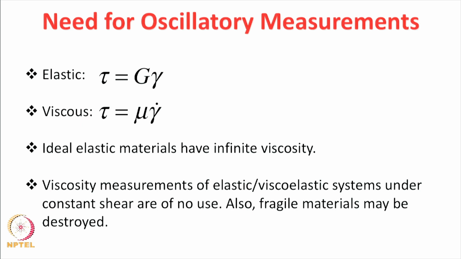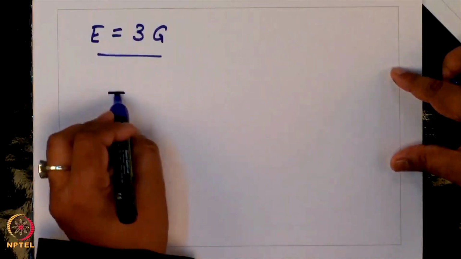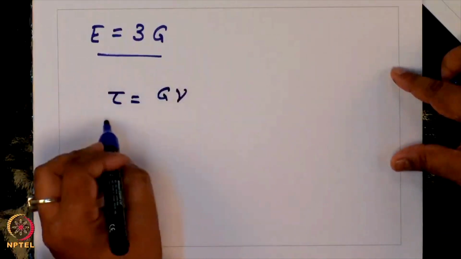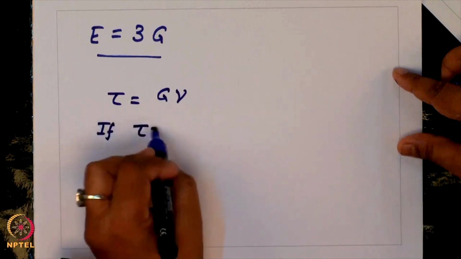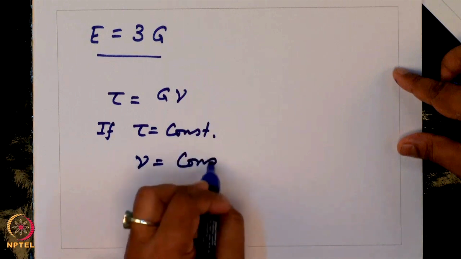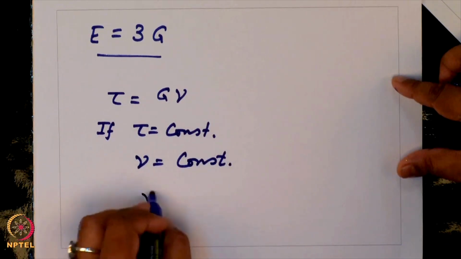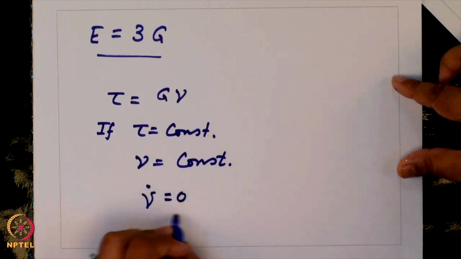Okay. So, now imagine if I were to consider an elastic entity as a liquid. If I apply a constant stress, I know tau is equal to G gamma. So, if tau is constant, gamma is also constant. So, this would mean if gamma is constant, then gamma dot is 0.